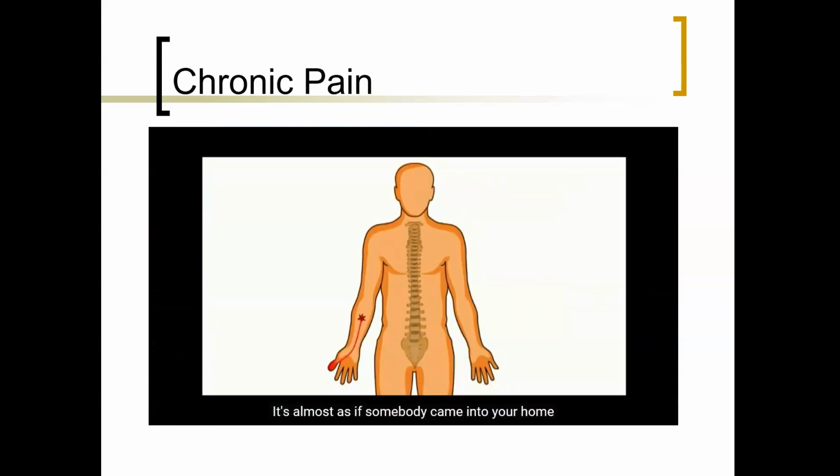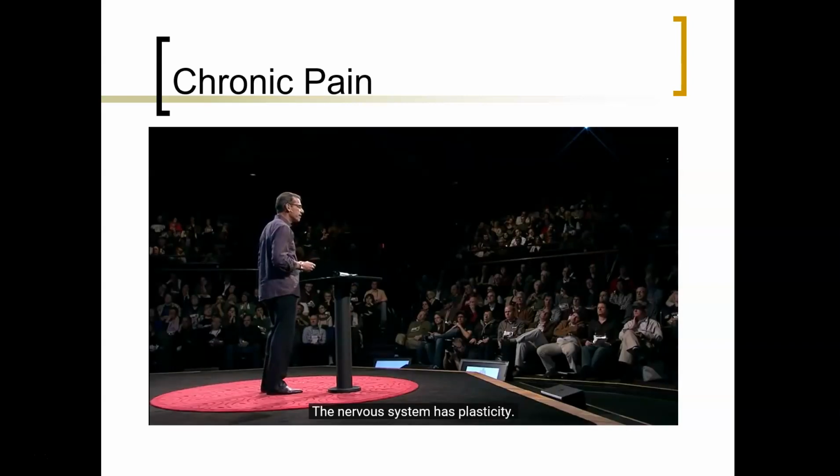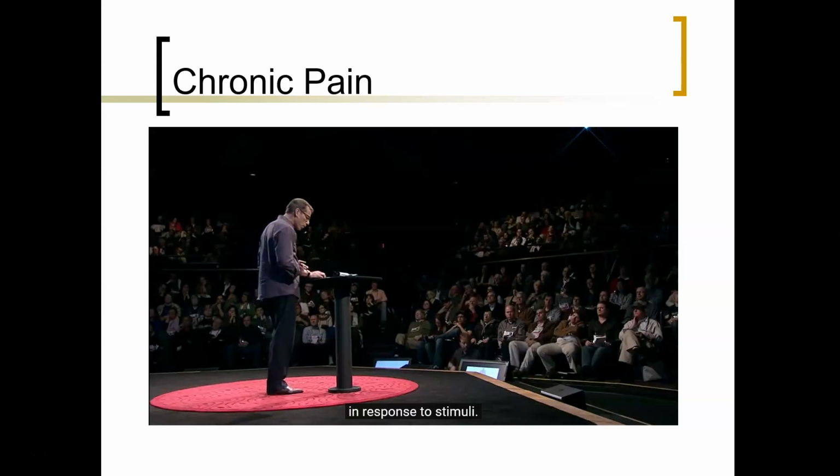It's almost as if somebody came into your home and rewired your wall so that the next time you turned on the light switch, the toilet flushed 3 doors down, or your dishwasher went on, or your computer monitor turned off. That's crazy, but that's in fact what happens with chronic pain, and that's why pain becomes its own disease. The nervous system has plasticity. It changes and it morphs in response to stimuli.